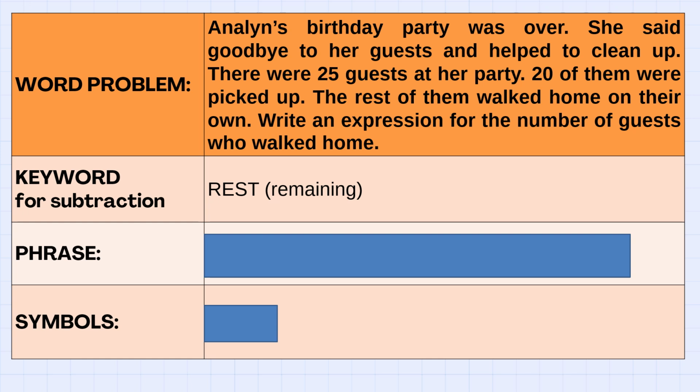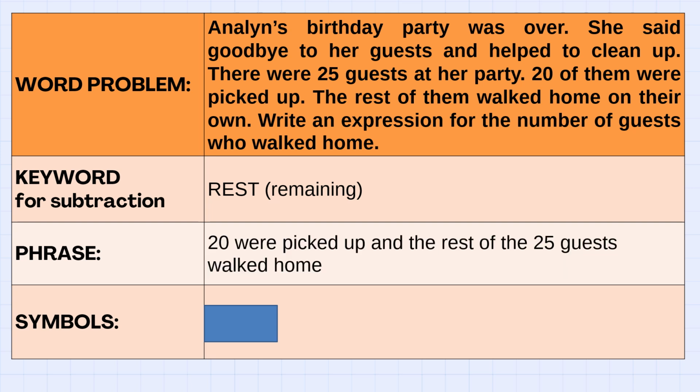Next is the mathematical phrase. The mathematical phrase that can be extracted from the problem is 20 were picked up and the rest of the 25 guests walked home. So this means that there are 25 guests in total. 20 of them were picked up and the remaining walked home. So what you will do is to subtract 20 from 25. Now let's translate this phrase to symbols. This is 25 minus 20, and that's the final answer.